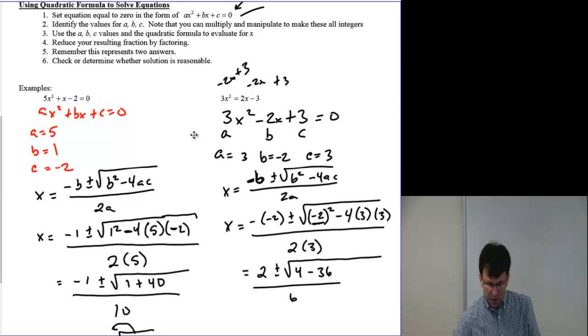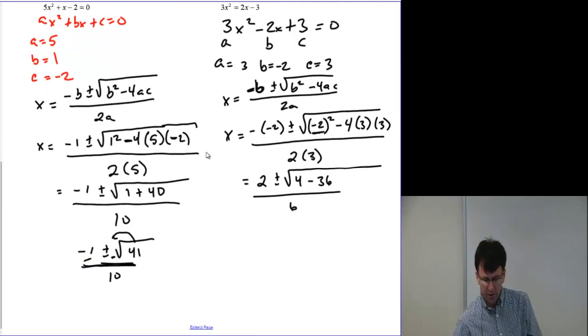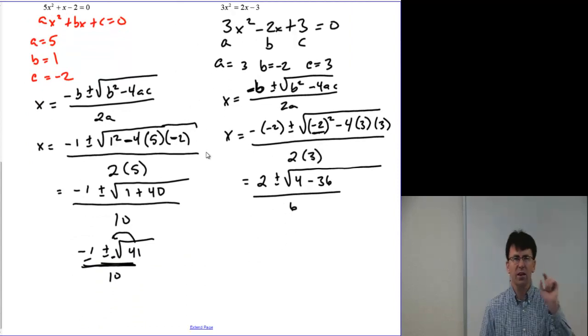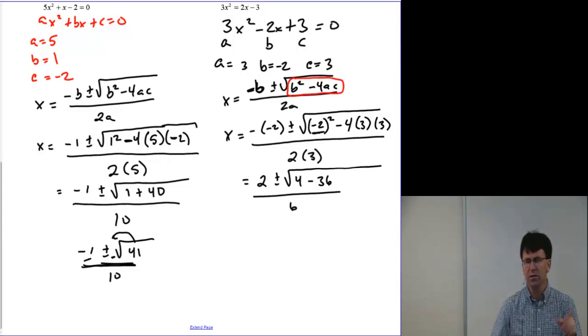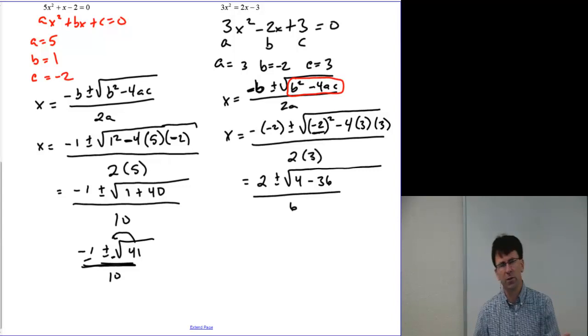Now, one thing to look out for here is this 4 minus 36. I see a negative number coming. It's okay. That's going to give us this imaginary answer. Now, this b squared minus 4ac that lives inside the radical has a special name. It's called the discriminant. Because if b squared minus 4ac evaluates to a negative number, you're going to get imaginary answers. And you're not going to get just one imaginary answer. You're going to get 2 imaginary answers because of the plus or minus out in front of the radical sign.